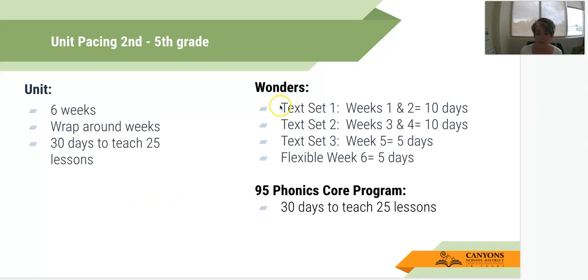So here you see how that would work out. You have 3 text sets. You have 2 weeks for the first text set. You have 2 weeks for the second text set. For week 3, Wonders has it set up that you only have 5 days. And so the text set is set up with the same components but a little differently, because by the time you get to text set 3, the skills and standards that you're working on, kids should be able to do more fluently. And then you have a flexible week 6 where you have several choices.